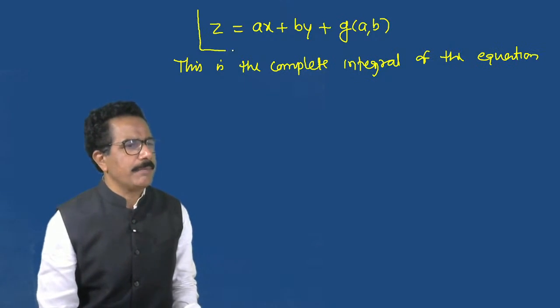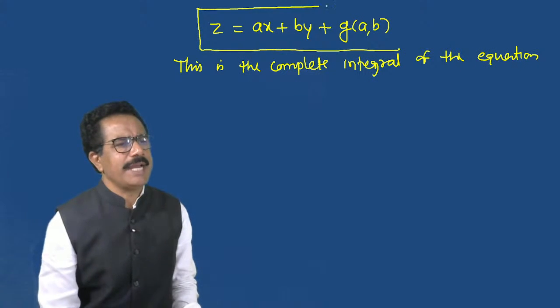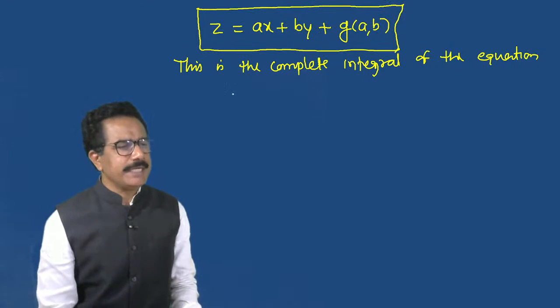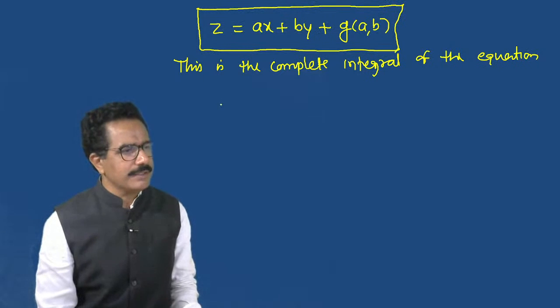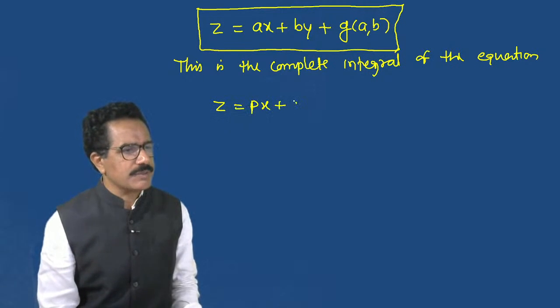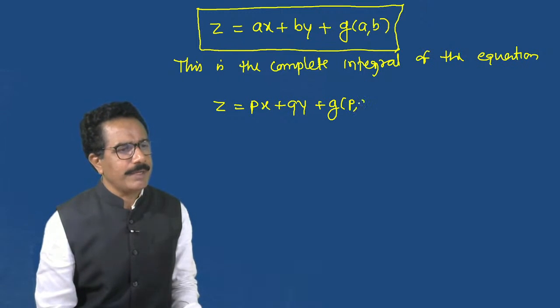See, this is a complete integral. This is a very simple idea. Complete integral of the equation. What is that equation? z = px + qy + g(p, q).